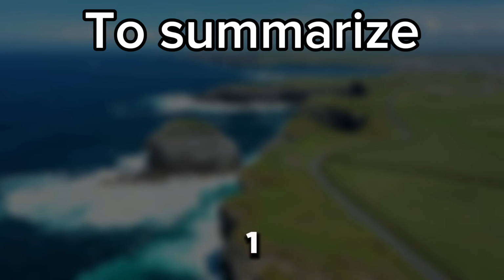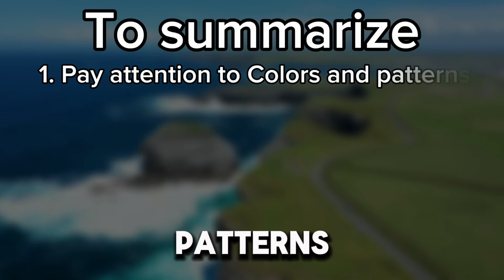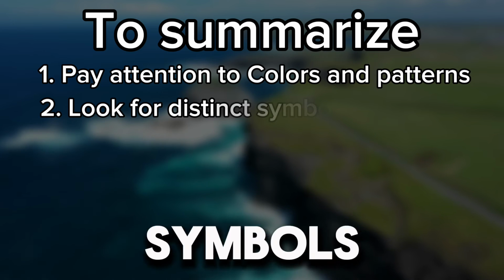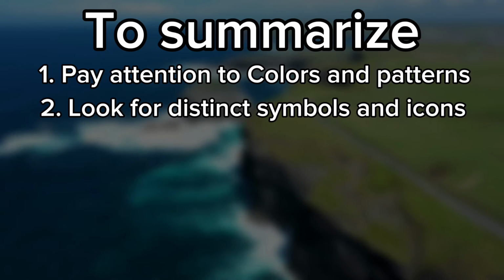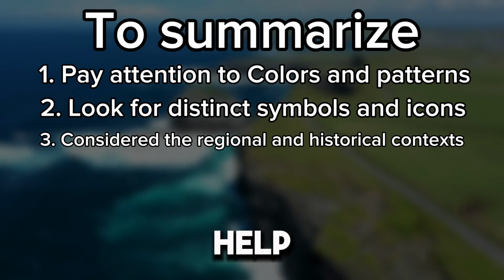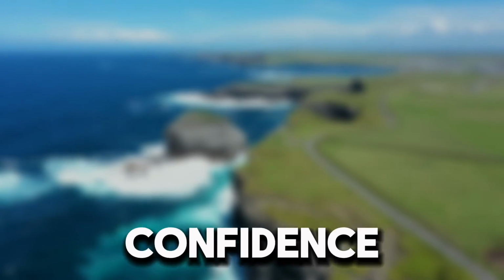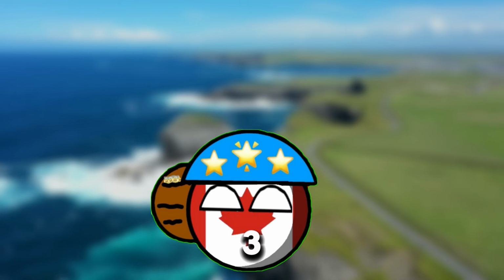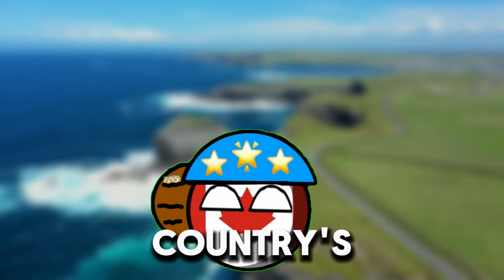To summarize, 1. Pay attention to colors and patterns. 2. Look for distinctive symbols and icons. 3. Consider the regional and historical context. These tips will help you identify any flag with confidence. There you have it, 3 easy steps to identify any country's flag.